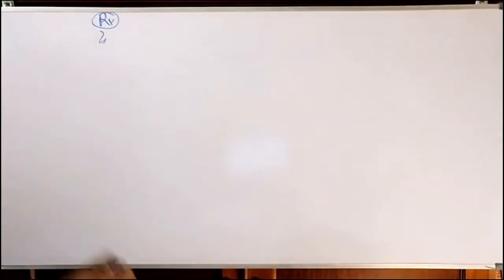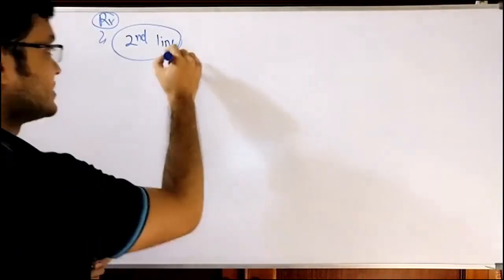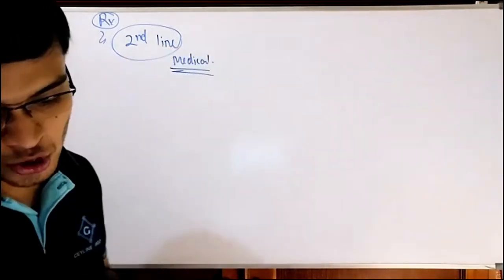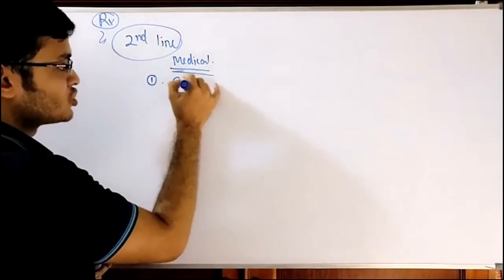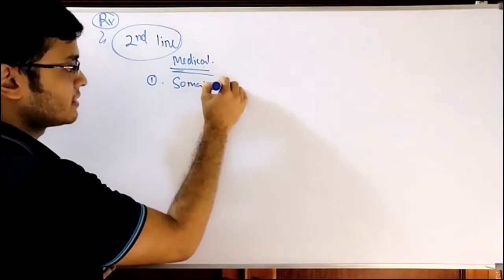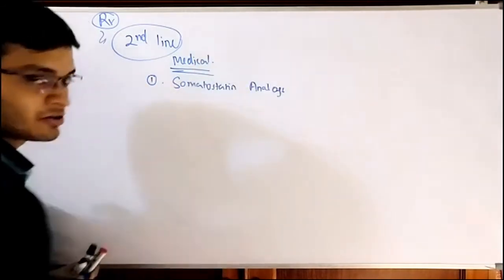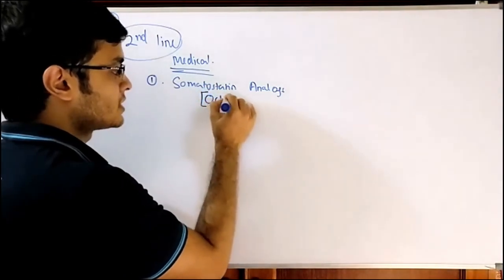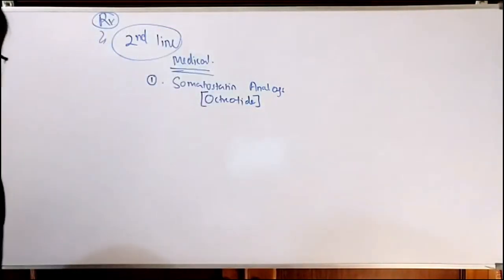Let's go. Second line, guys. Second line is our medical management. What can we do here? The first choice is, guys, write this down, somatostatin analogs. What is the famous one? Octreotide. Okay?